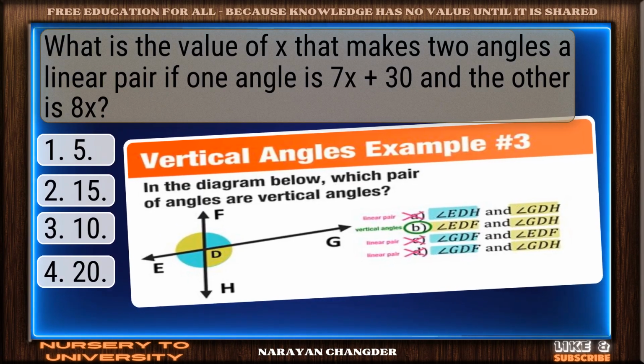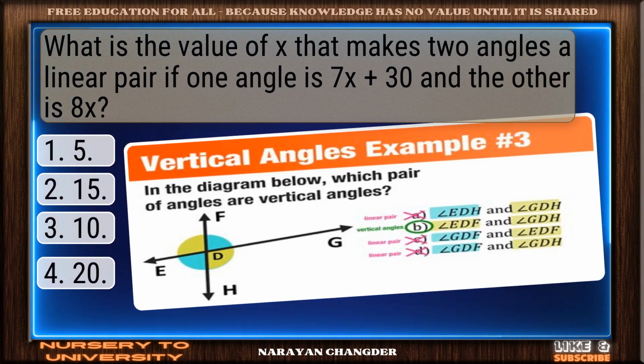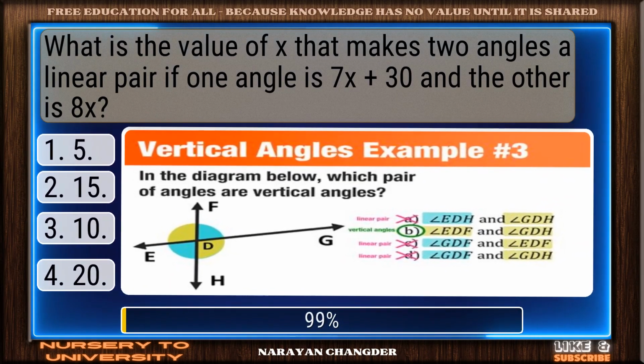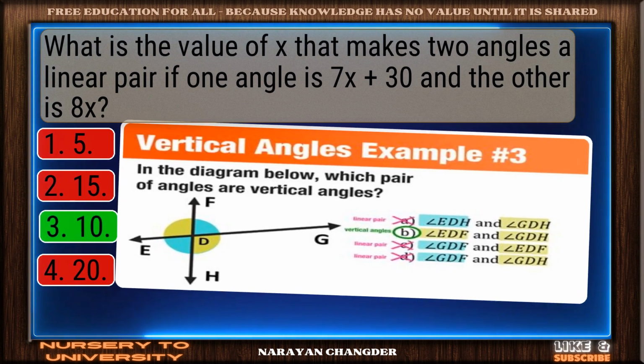Question number 33. What is the value of x that makes two angles a linear pair if one angle is 7x plus 30 and the other is 8x? Smart pick. 10 is the correct choice.